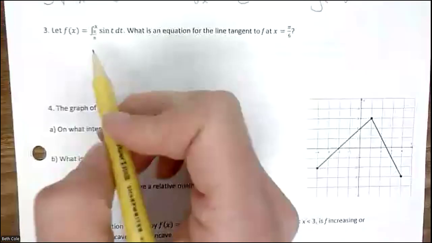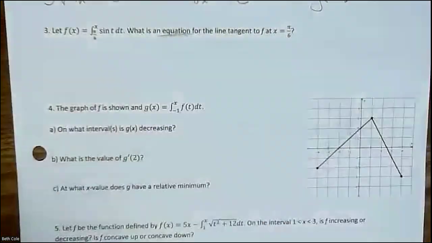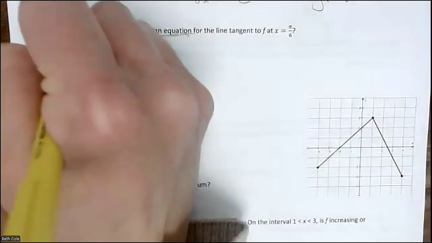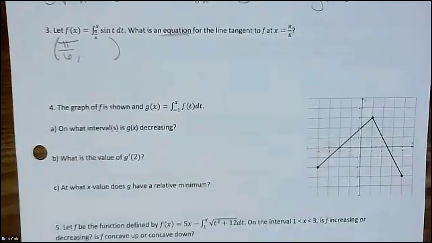Okay. All right, let your function be this. Oh, an equation. What 2 things do you need for an equation? Point and a slope. All right, it's pi over 6 comma. Oh, we get to do some unit circle.